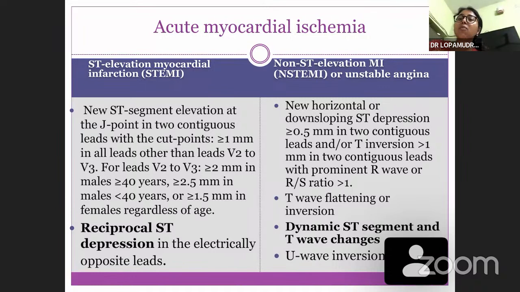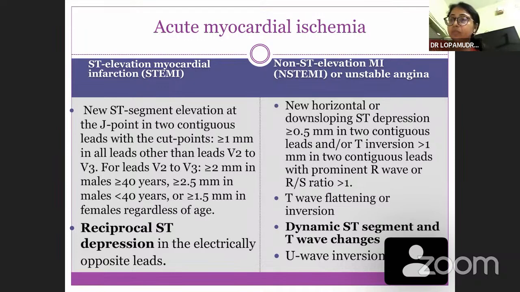And in children, there is no specific data on what the cutoff should be, but as the chances of ischemia are less, the threshold might be a little higher, like 2 millimeter for all precordial leads, which we can accept as a cutoff for the ST elevation. But again, we have to think in the clinical context. If the child has a previous Kawasaki disease or any familial hypercholesterolemia, then we have to consider a minimum 1 millimeter elevation also important.